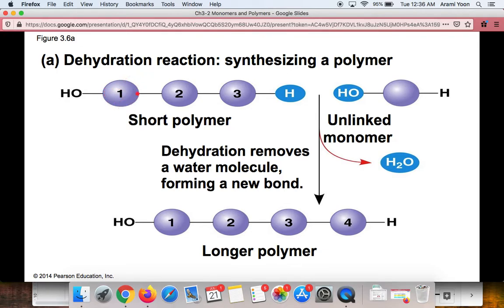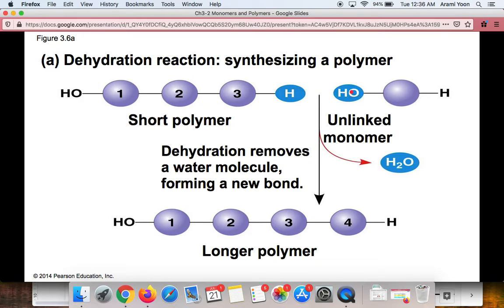So here we have a short polymer right here. It has 1, 2, 3 monomers. It has a hydroxyl on one side, and it has a hydrogen attached to this monomer on the other side. And so here we have an unlinked monomer, and it has a hydroxyl on one side and a hydrogen on the other side. Now when you put these two together, what's going to happen is this hydrogen is going to be attracted to this hydroxyl because of the electronegativity of the oxygen there.